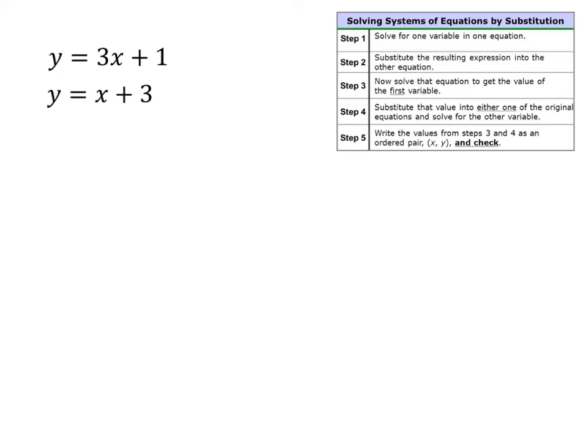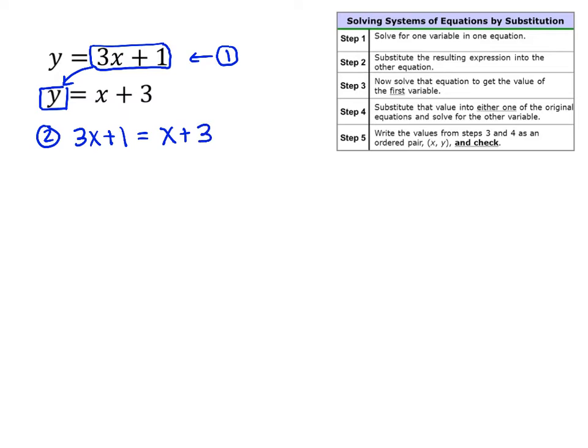The first equation already has y by itself, so step 1 is done. It says in step 2, substitute the resulting expression. So my expression that equals y is 3x plus 1. I need to substitute or replace the y in the other equation with 3x plus 1. So then I have 3x plus 1 equals x plus 3.